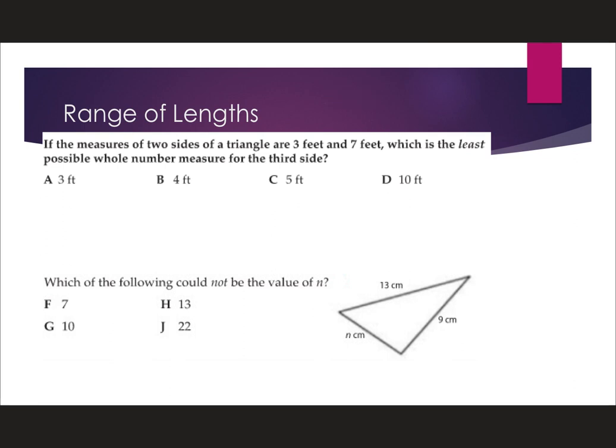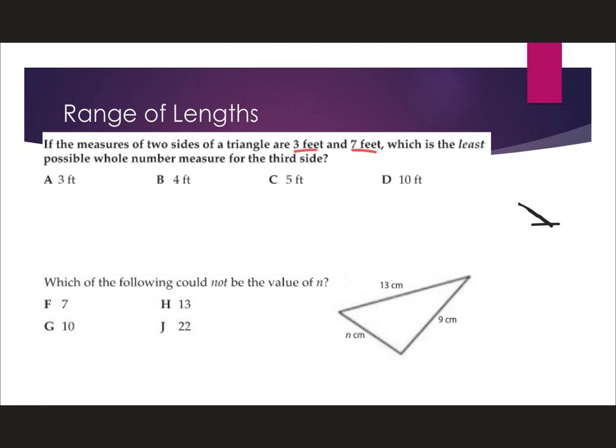So to answer this problem, if the measure of two sides of a triangle are 3 and 7 feet, what is the least possible whole number for the third side? We want to figure out not only the smallest possible number that'll work, we also want to know the biggest possible number that'll work. Because what we don't want is an instance where the third side is too big.